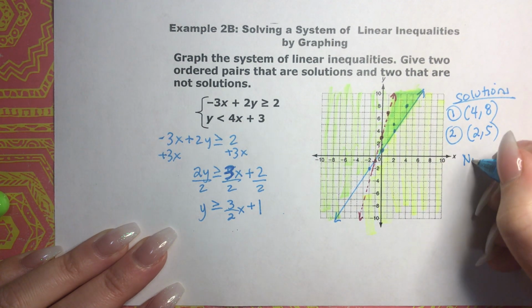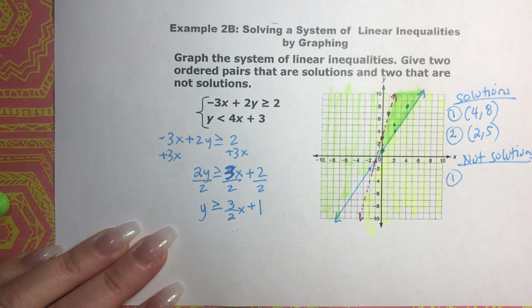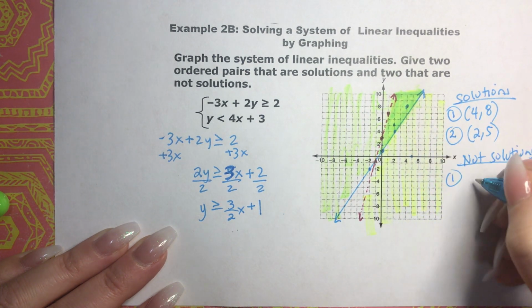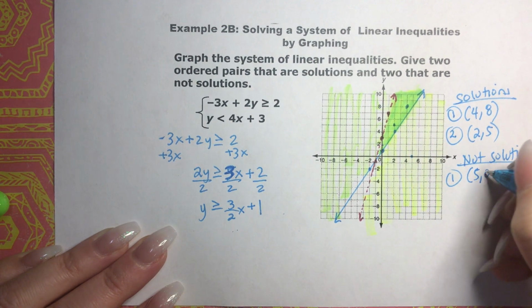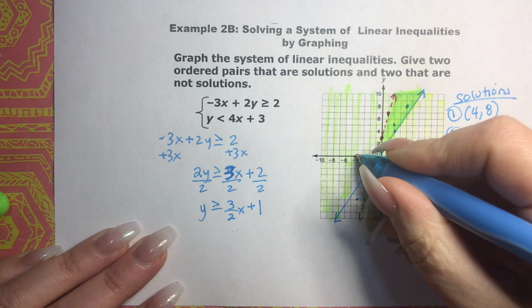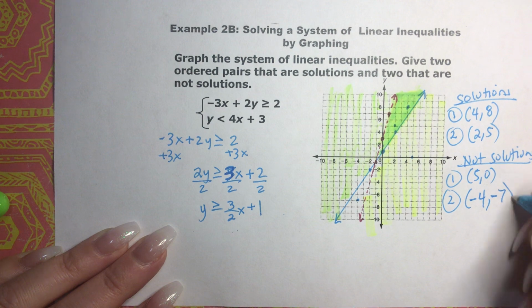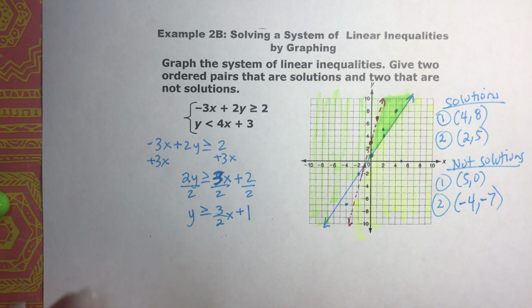And then we have to do not solutions, and just two ordered pairs there. Really anything like this. Let's just go with that one, 5, 0. Or something super obvious, this one here, -4, -7. All right, that is it.